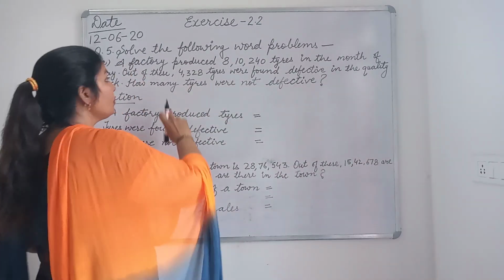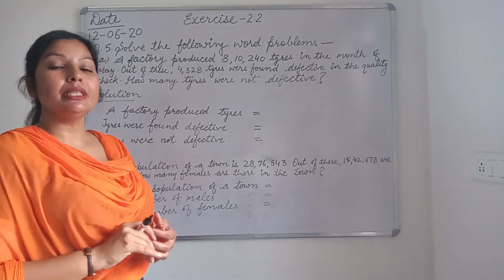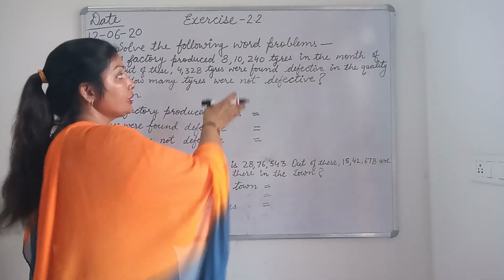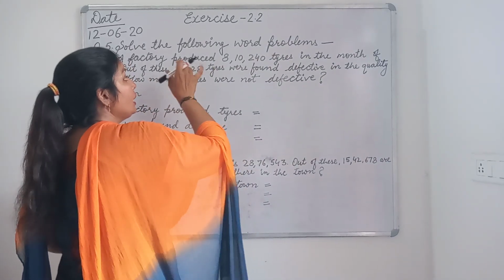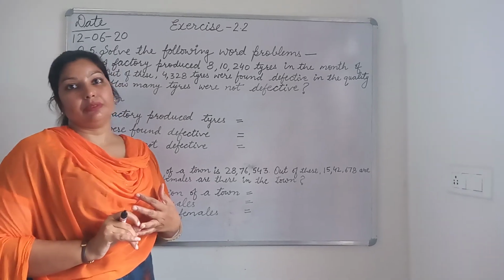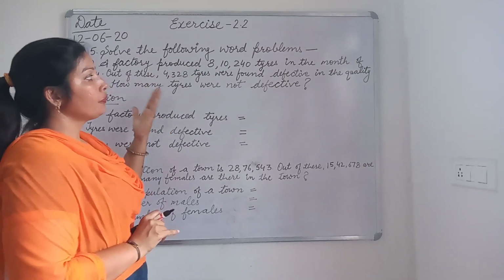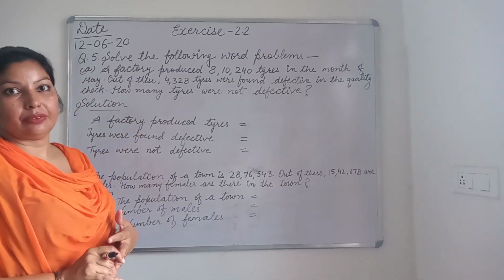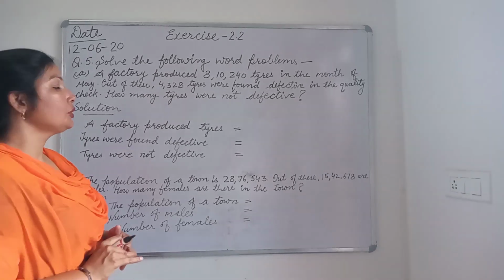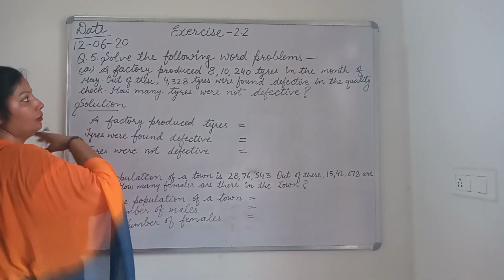So how many tires were not defective? You have to tell how many tires were not defective. We know the total tires produced, and these are found defective. So for those which are not defective, we will do subtraction, because we have to subtract the defective from the total. We will get our answer. So we will start our solution with a sentence.